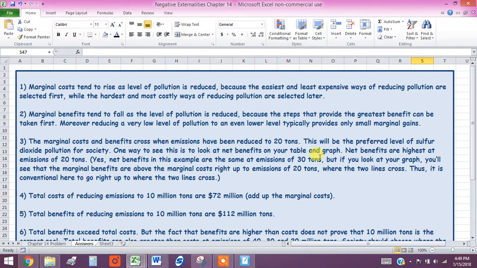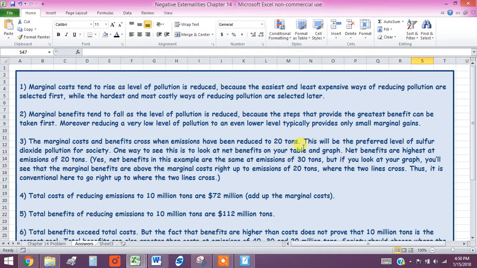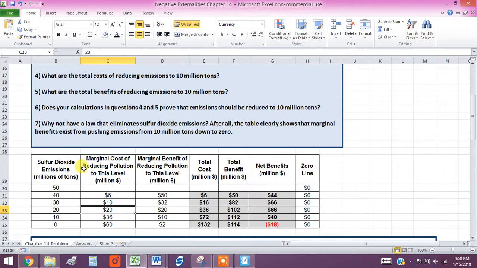So you want to go up to the point. So even though you could stop it at 30, you want to go ahead and go all the way to the point where marginal cost equals marginal benefit. That's going to give you the most benefit for your money.